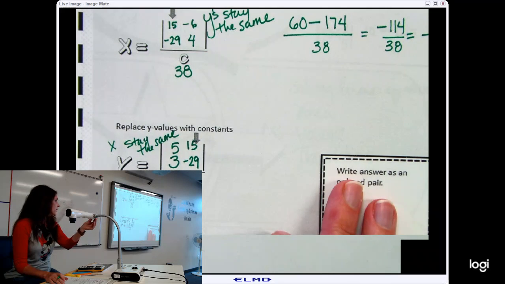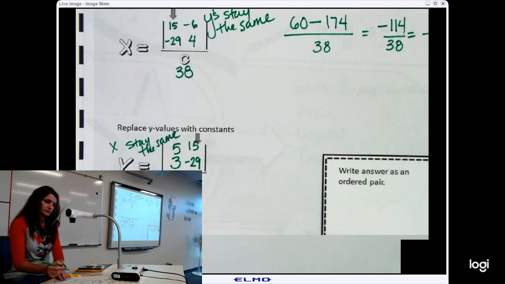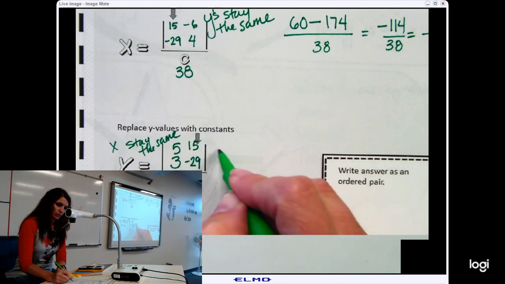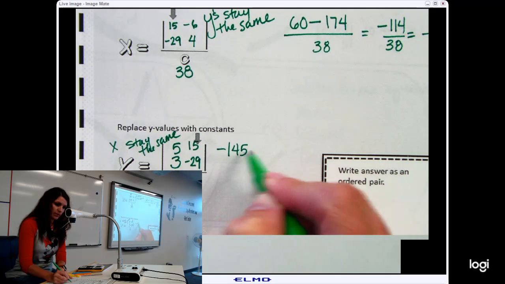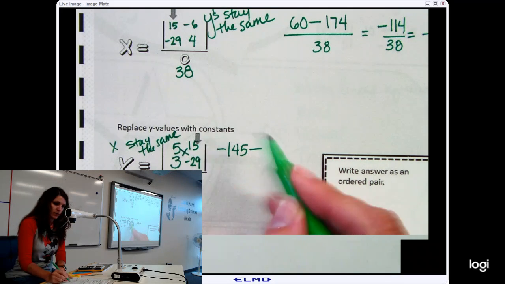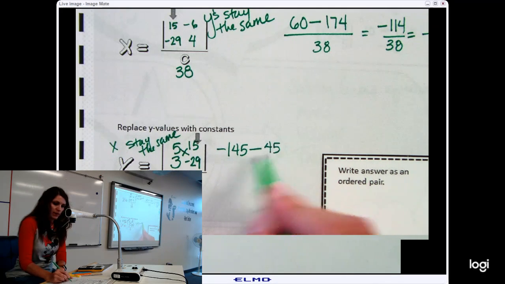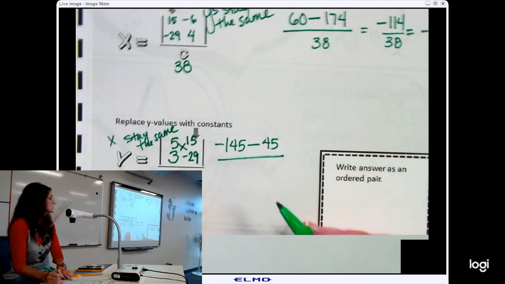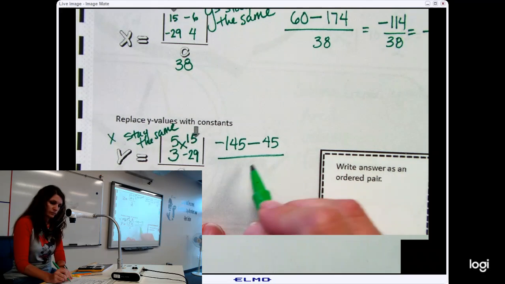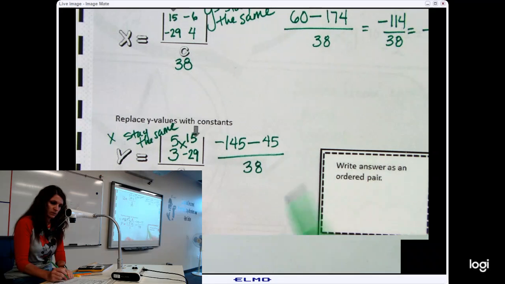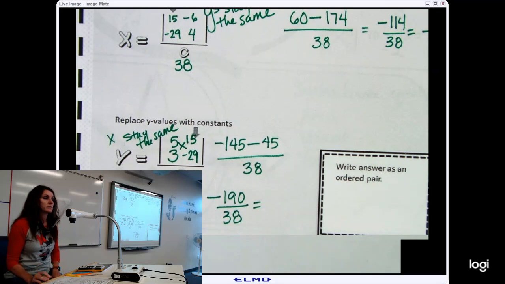5 times 29, help me out. Negative 145 minus this way, 45 over C. What was our value of C? 38. Negative 190 over 38 is what?